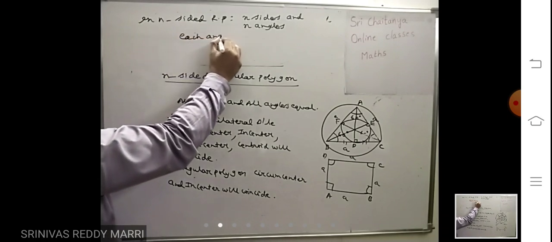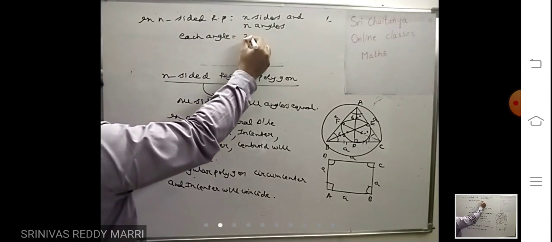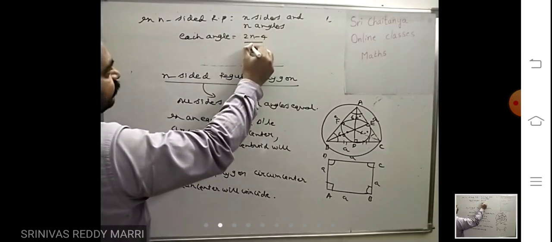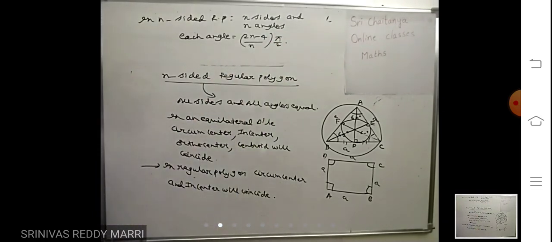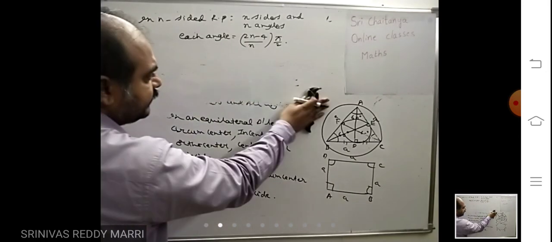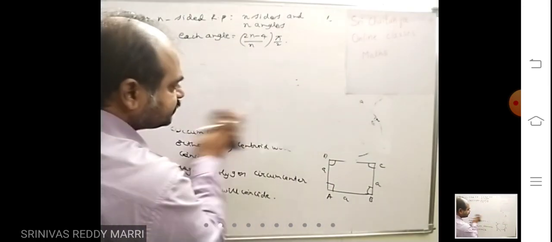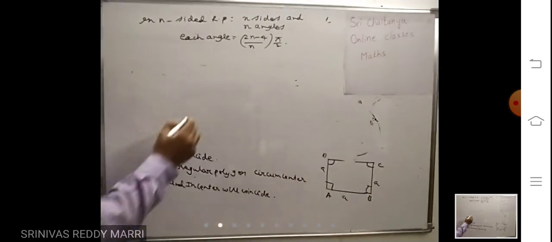Each angle in a regular polygon is equal to (2n minus 4) divided by n, into pi by 2.